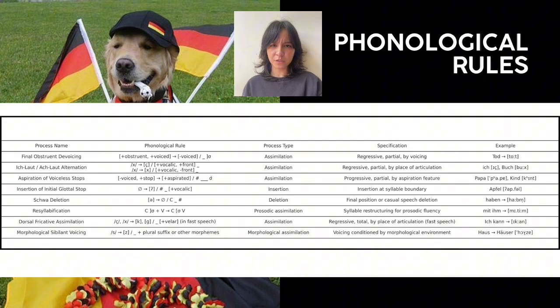We also have the aspiration of voiceless stops. The rule is that the voiceless stops are aspirated when they occur at the beginning of a stressed syllable. This is also an assimilation, and its purpose is that this marks word or syllable onset prominence and distinguishes minimal pairs. We have the insertion of initial glottal stop. The rule is that a glottal stop is inserted before a stressed vowel that begins a word. This is an insertion, and its purpose is to clearly separate vowel-initial words and prevent hiatus.